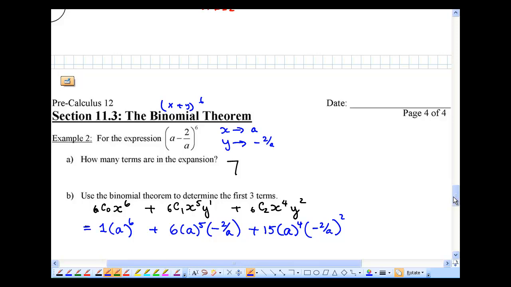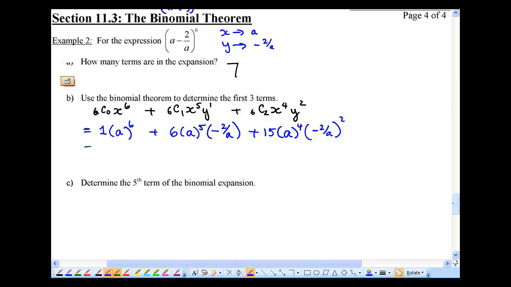So we'll continue to try to simplify this. So we have a to the power of 6. Oops, this was a minus, because I have the 6 times the negative 2. So how about negative 12? a to the power 5 with the a in the bottom, that's a to the power 4. 2 squared is 4 in this case, so that's 15 times 4 is 60. A to the power 4 and a squared, so that's a to the power 4 divided by a squared, which is just a squared. And there you have it, the first three terms of this binomial expansion.